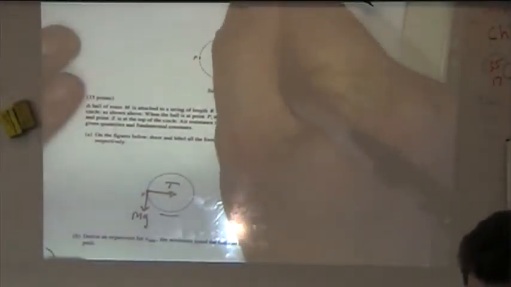Now, if you're swinging with more than enough speed, if you're really going as fast as you can, tension is going to point downwards towards the center of the circle, along with mg. Both forces will point downwards there. So if I were to draw a free body diagram separately here, we'd have tension going down, mg going down.